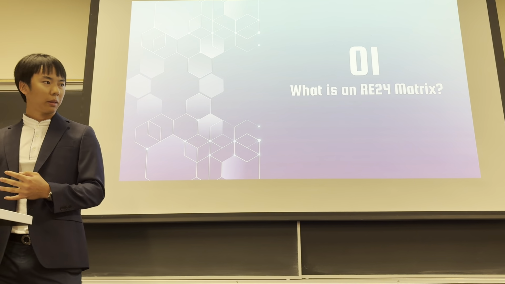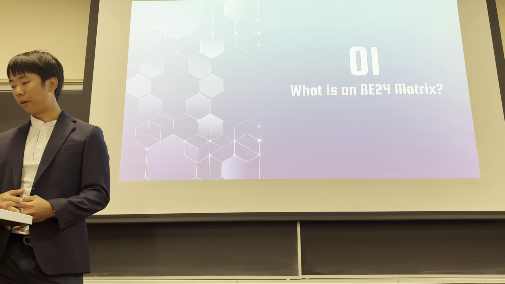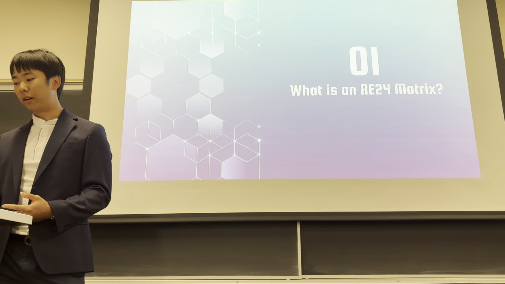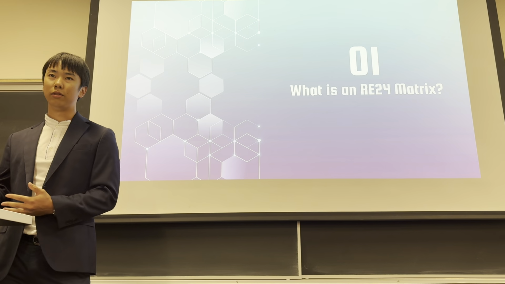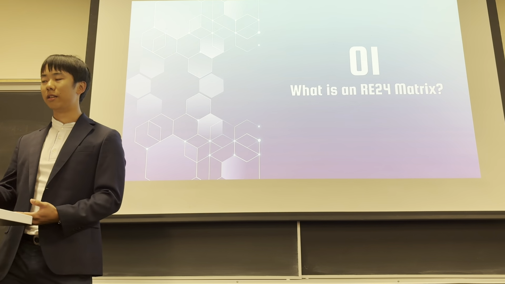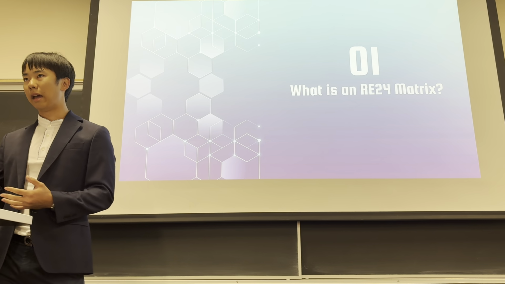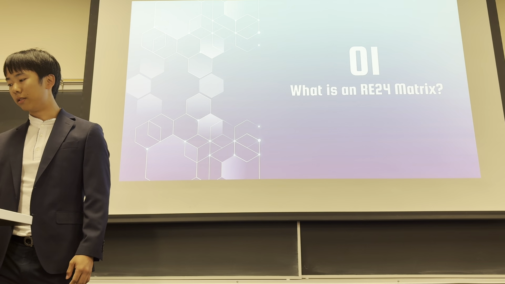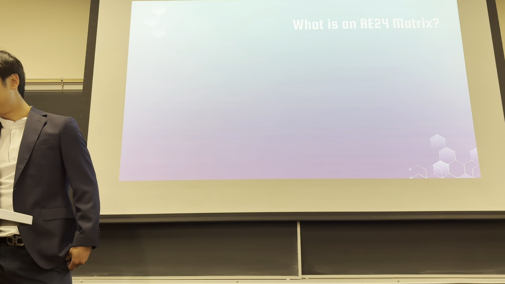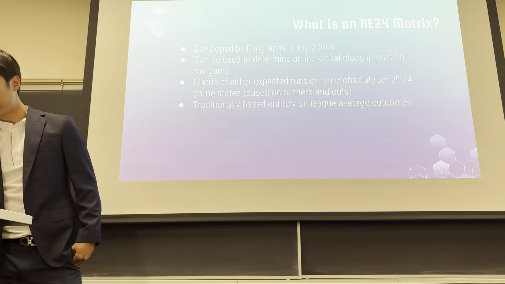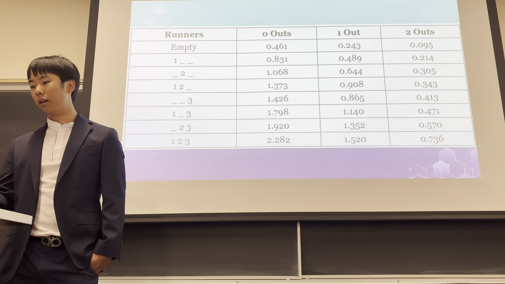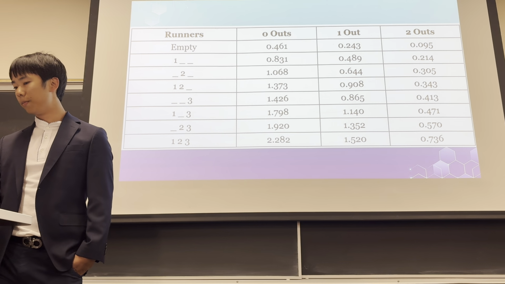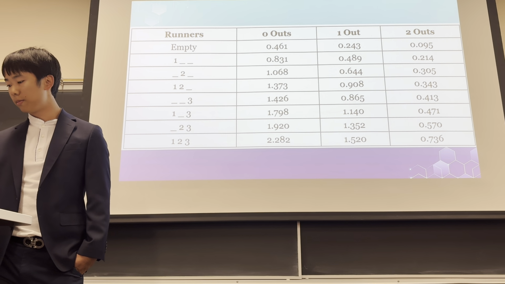Basically the main issue I was trying to tackle in this project is that the matrix originally developed by Fangraphs is traditionally based on entirely league average data. But obviously most lineups are not league average. You have better hitters at the top and you have worse hitters at the bottom. And so that was the main issue I wanted to tackle. So here's an example of the RA24 matrix using league average data. I took this from the Fangraphs website.